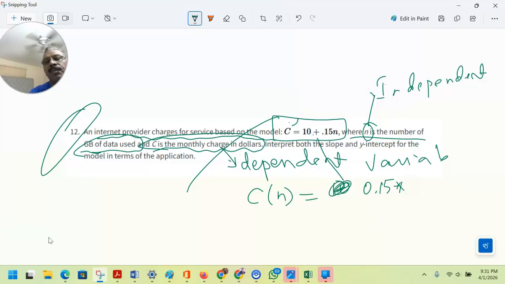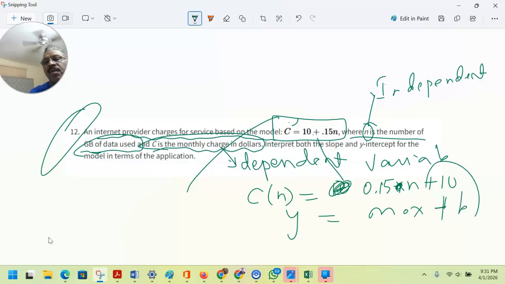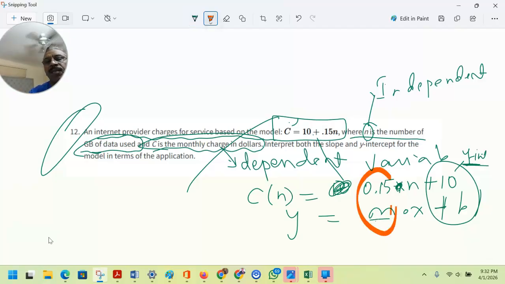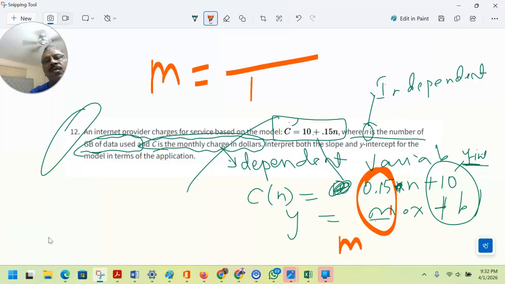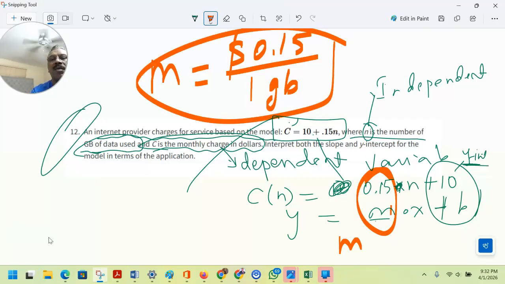Instead of this, I could write 0.15 times n plus 10, which looks like y equals mx plus b. So the 10 is the y-intercept, the down payment or the basic service charge. And the slope m is for every one gigabyte you're paying $0.15, 15 cents. So that's the slope. The question is asking to interpret that slope.